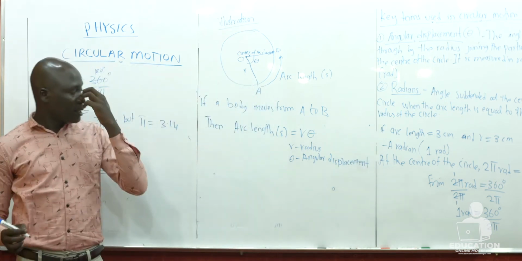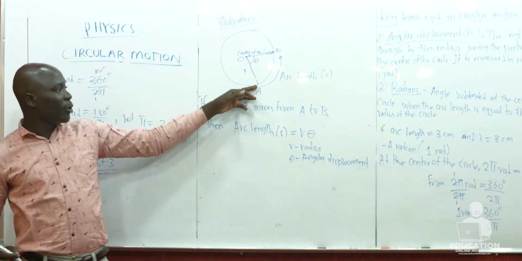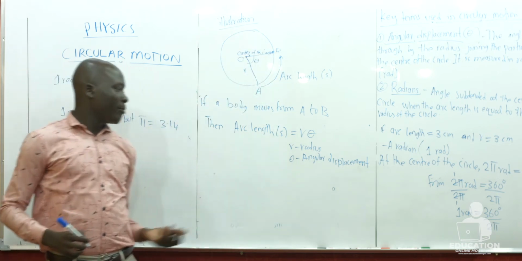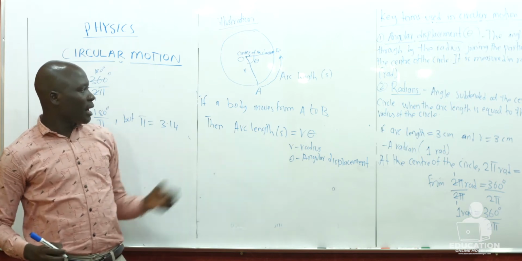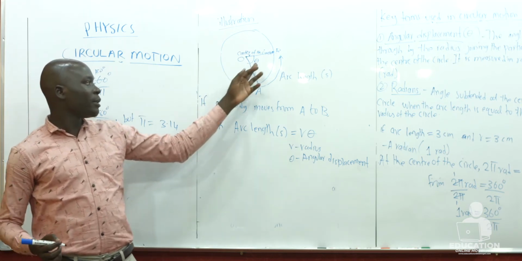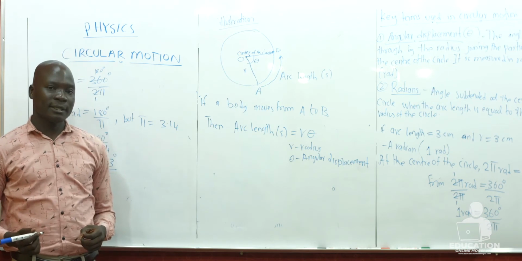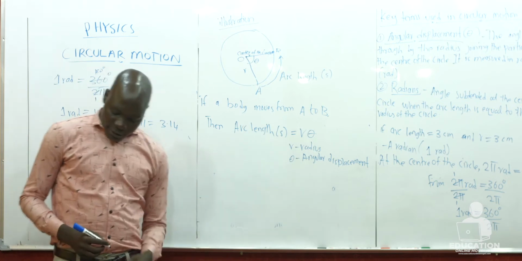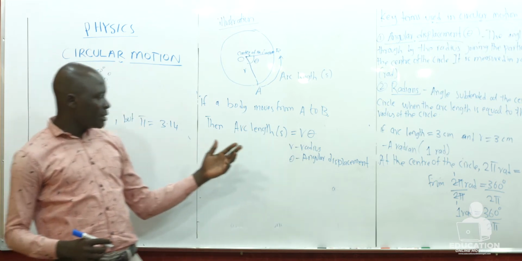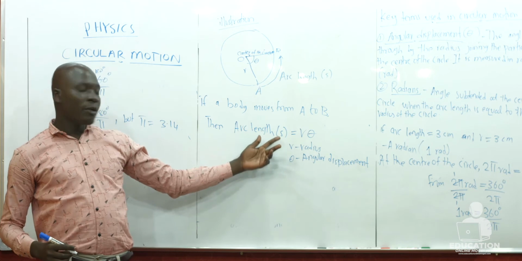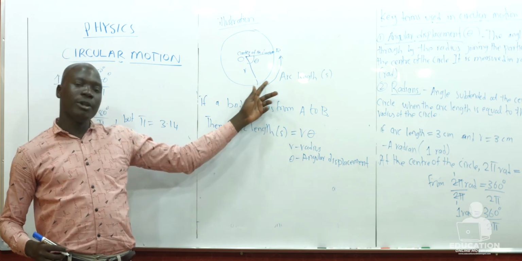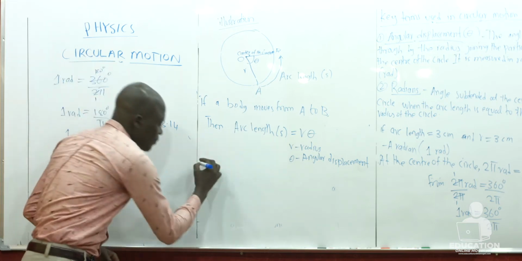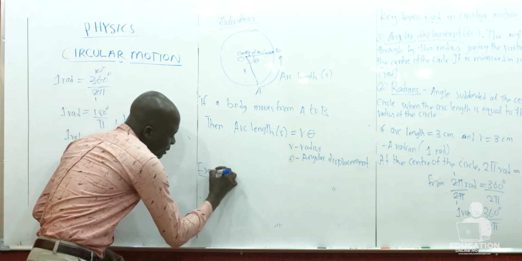So you can be asked, determine the arc length for a body moving along a circular path of radius 4 meters with an angular displacement of 10 rad. So from here you can be able to find the arc length using this formula. So now let's look at one example of how we can apply this formula, or how we can get the arc length for a body moving along a circular path, say from point A to point B. We have example 1.